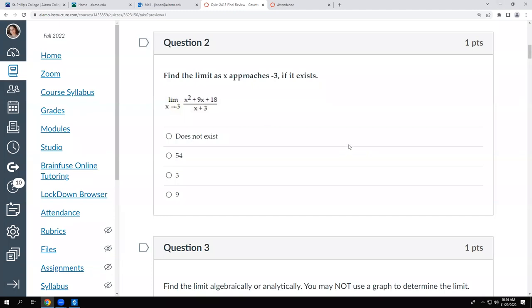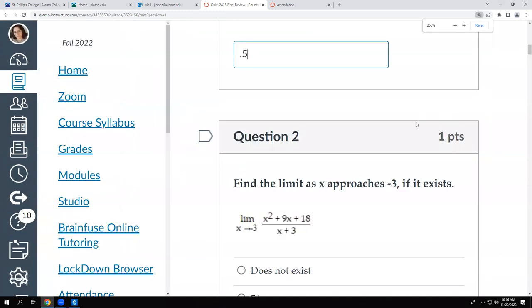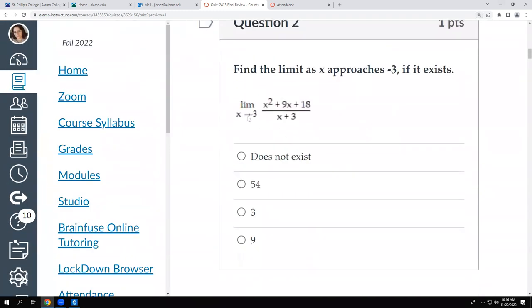Okay, number two is this problem. Now be careful. I know you can't see it. It's really hard to see. But that's an arrow and then a negative. Okay, there's an arrow. You can see the little hook of the arrow. But then right after the hook is a negative. I don't know why it's like smushed together, but it is. So it's actually x approaches negative 3.